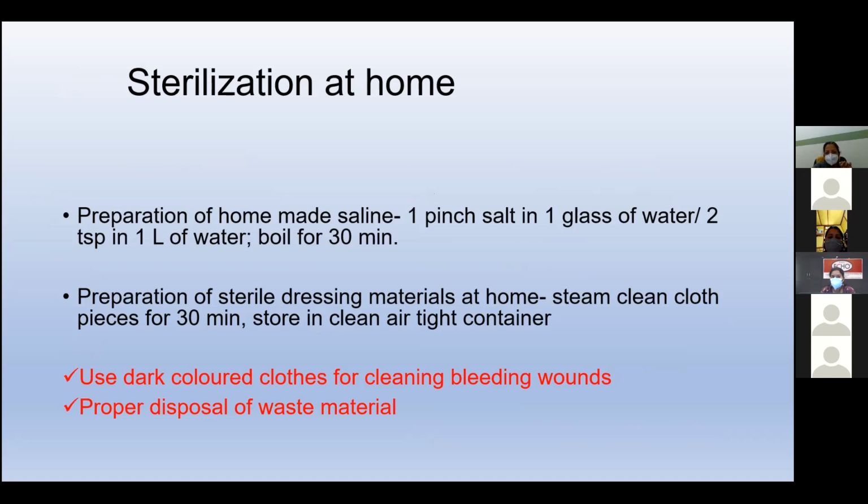These are some of the points. As I told you, we always use normal saline for this and that. So we always have to teach them how to make it at home. Right? So either they can take 1 glass of warm water and add 1 pinch of salt and nicely mix it. Or if you require a large amount, then in 1 liter of water, add 1 to 2 teaspoons of salt, and then boil it for 20 to 30 minutes, and then store it in a good bottle.